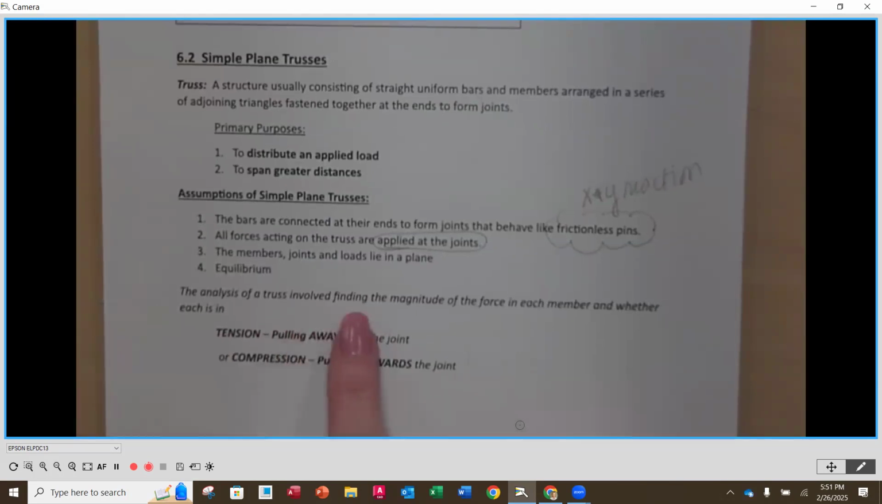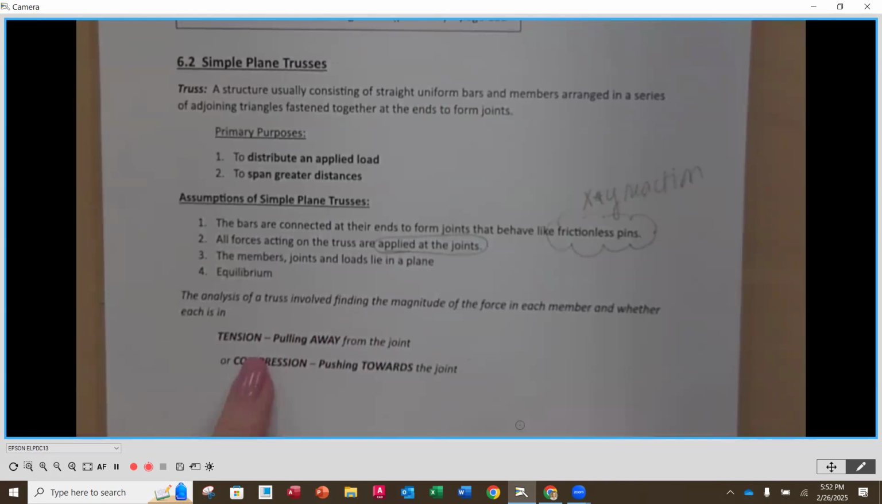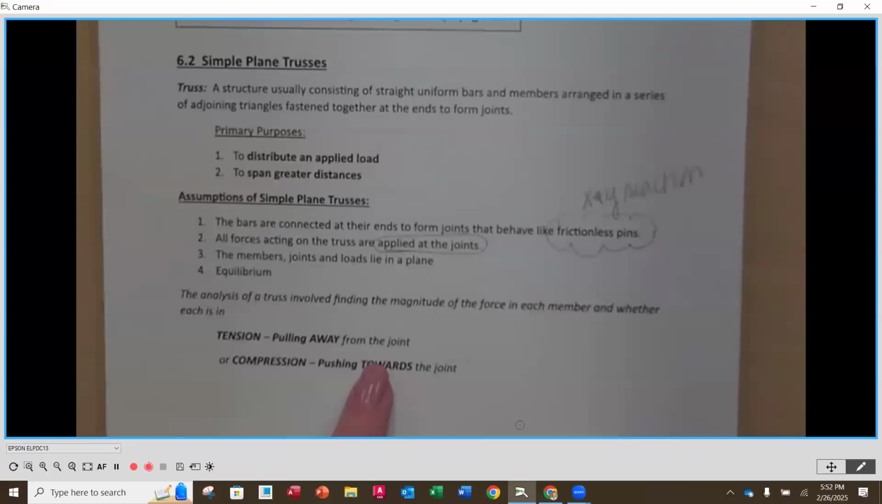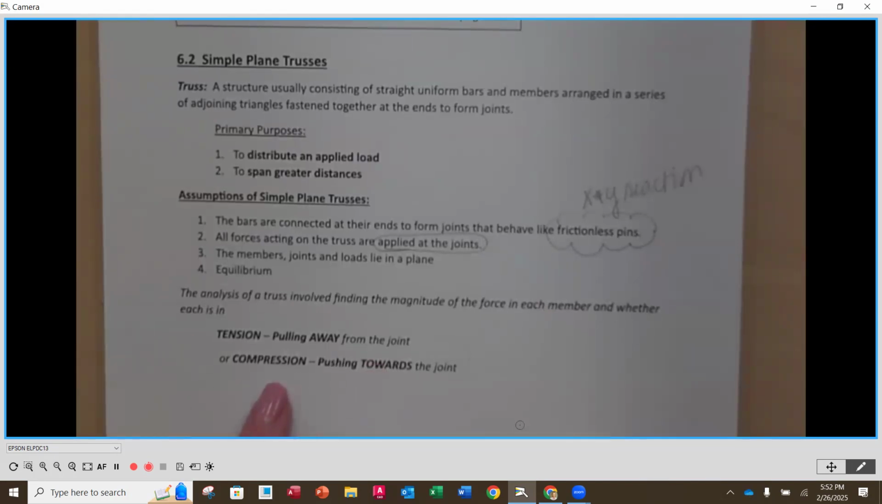Now, analysis of a truss involves finding the magnitude of the force in each one of the members and whether it is in tension or compression. If it's in tension, the force along that member is going to pull away from the joint. We'll be applying this extensively in our examples. If a member is in compression, it's going to be pushing on the joint. So the direction of that arrowhead is going to let us know if we're in tension or compression.